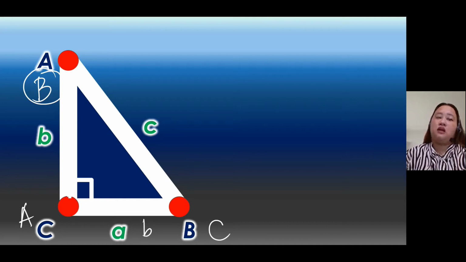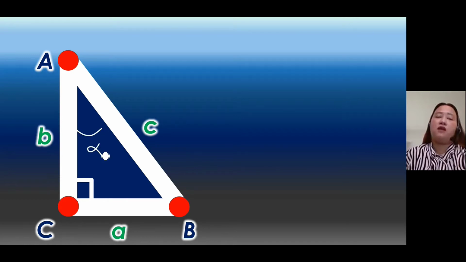Okay, so I'll remove the writings. So when it comes to the angle, if we have your vertex A, this will become your alpha. If this is vertex B, this is your beta. And if it is vertex C, this is the gamma.